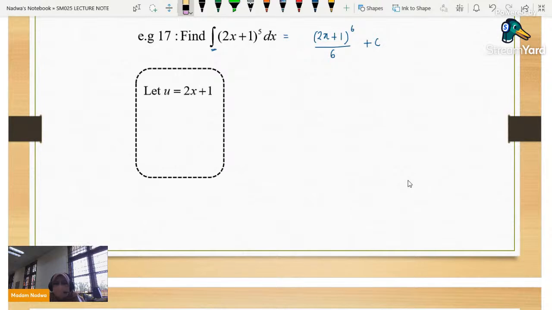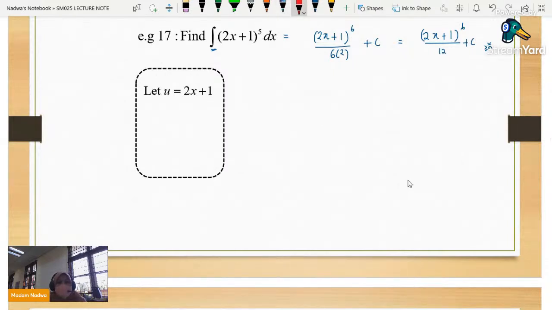So 2x plus 1, kita differentiate, kita akan dapat 2. So kat sini akan jadi 2. Ni bukan point ni darab. Alright. So jawapan dia adalah (2x plus 1) to the power of 6 over 12, plus C. Okay, ini kaedah kalau kita integrate dia directly.